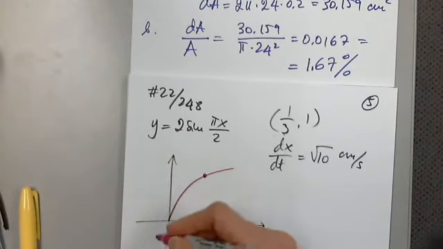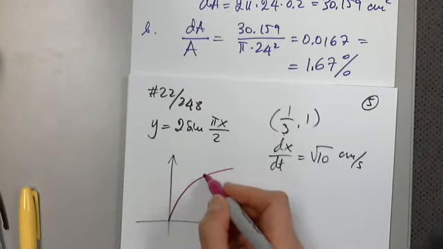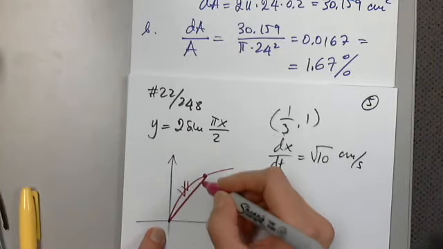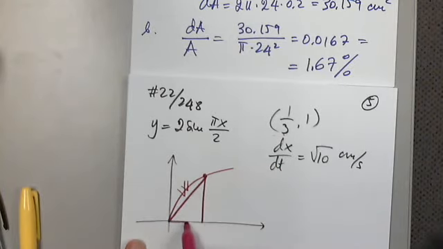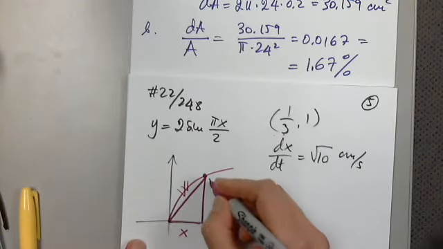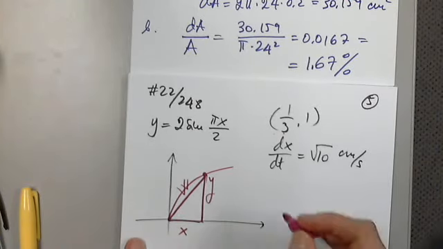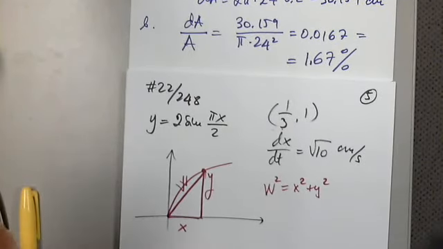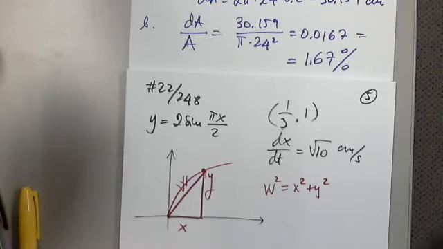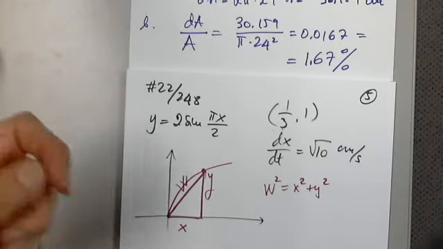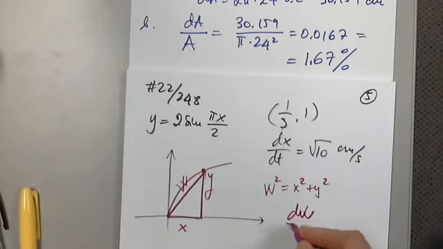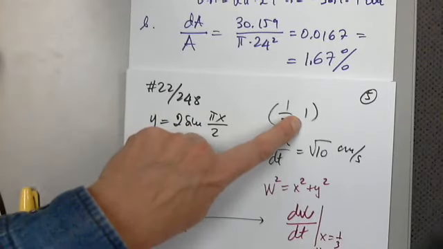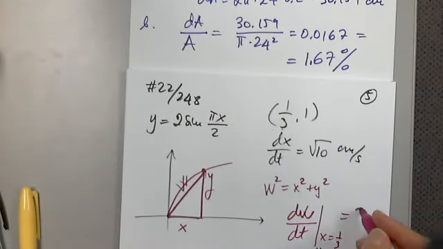Any point, if the particle moves along this curve, then the distance between the particle and the origin is this. I'm going to call it W. And of course, this is the x coordinate. And obviously, this is the y coordinate. And of course, I'm going to write that W squared equals x squared plus y squared. And the question is asking us to find how fast the distance from the particle to the origin is changing at this instant. So we are asked to find dW over dt when x is 1/3 and y is 1. So that is our question.